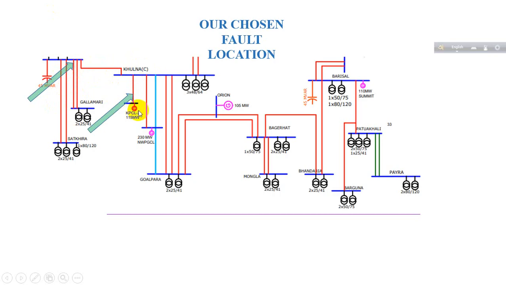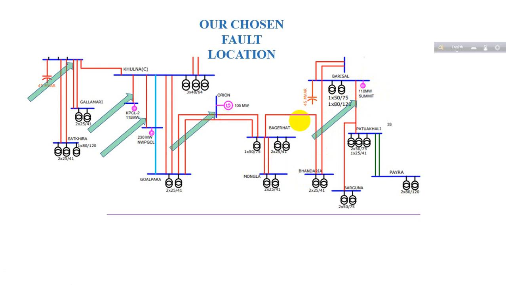Here there is G, which means there is a power plant. Another one is NWPGCL, Northwest Power Company Limited. Another portion of fault we have selected here, Orion Rupsha. Finally, another fault near the district Barisal, near the power generation plant Summit.